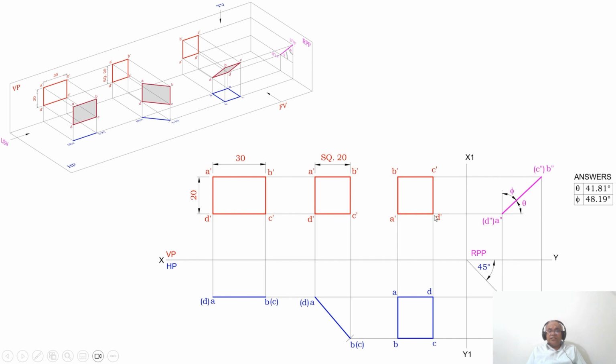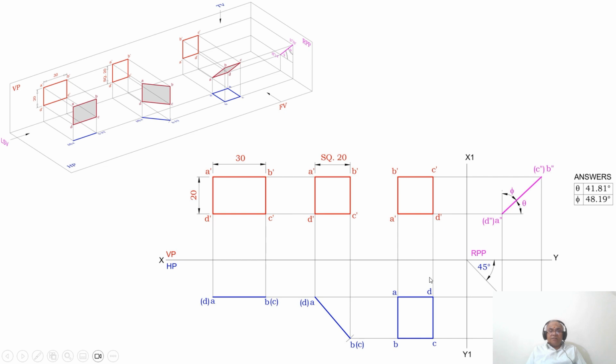Therefore, you are going to get the top view, that is, the front view with A dash, D dash, and B dash, C dash. Then you draw a vertical projector from A dash and B dash, and draw a horizontal projector from A and B. Both these two lines are going to intersect at this point and this point, which are A and B.